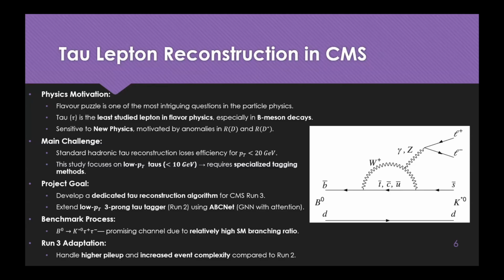So what is the main challenge? Standard hadronic tau reconstruction loses efficiency for momentum lower than 20 GeV. And this study focuses on low momentum taus, so lower than 10 GeV. So we need specialized tagging methods.